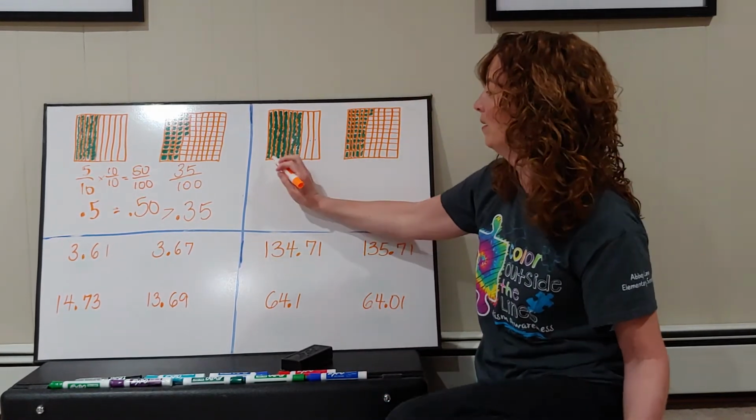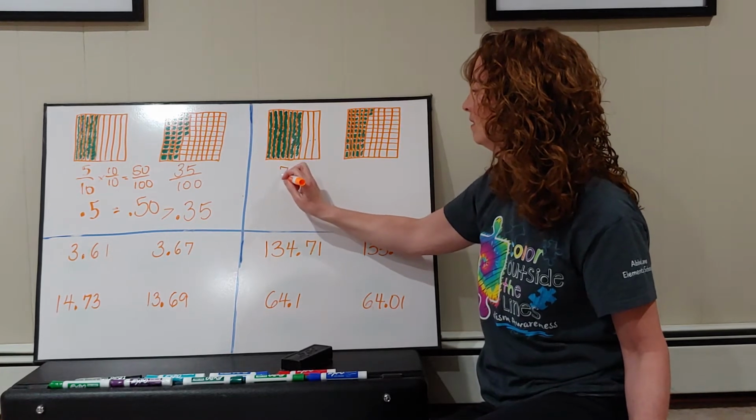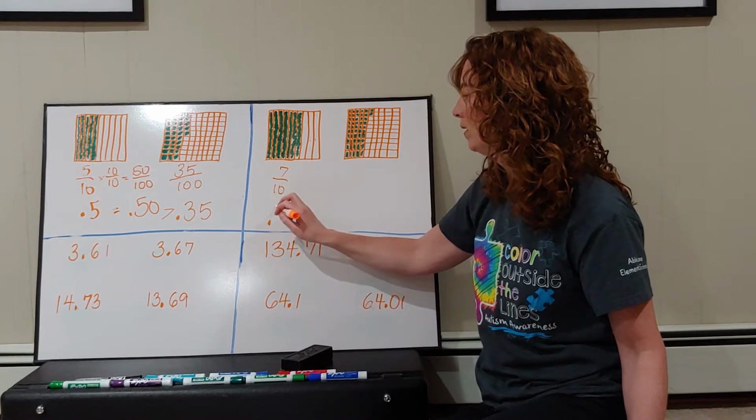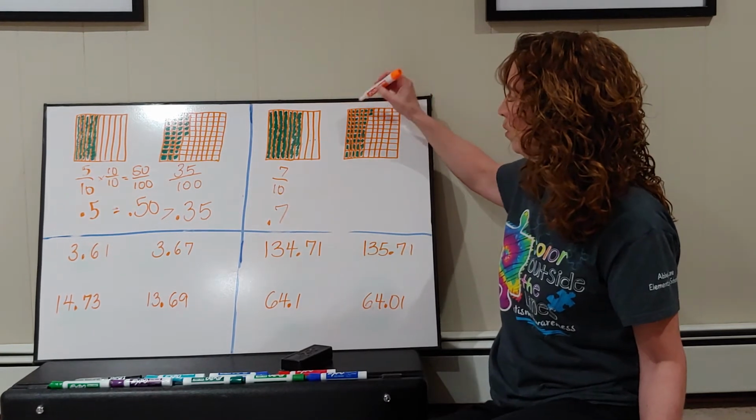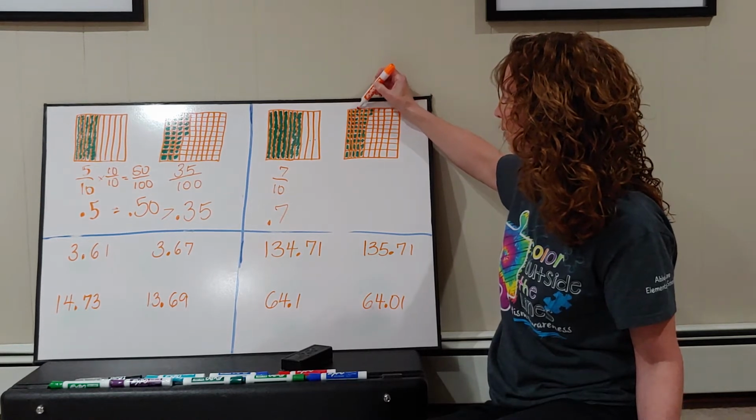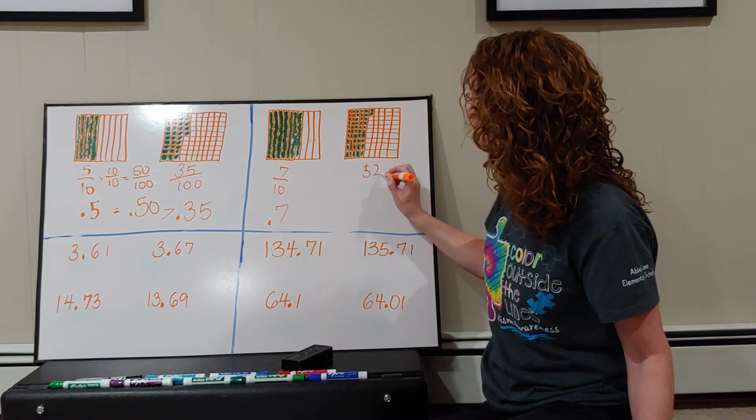All right, let's try this one. 1, 2, 3, 4, 5, 6, 7/10, or decimal point 7. And now we know these are all 10 little boxes, right? So we can count by tens. 10, 20, 30, 40, 50, 52 hundredths.